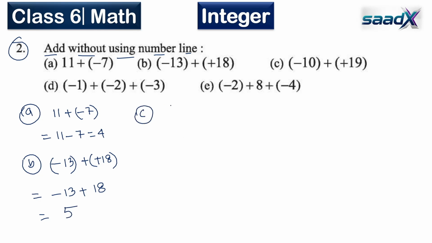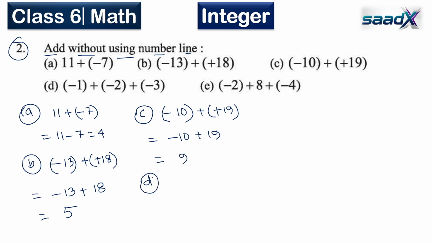Number C, minus 10 plus 19. So here is minus 10, then plus and plus, plus 19. So minus 10 plus 19, it will be 9.